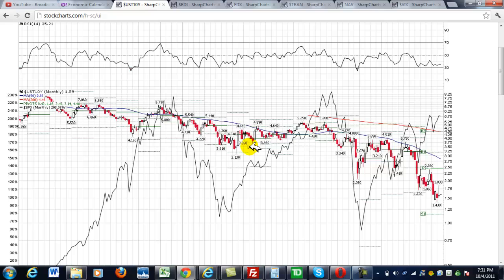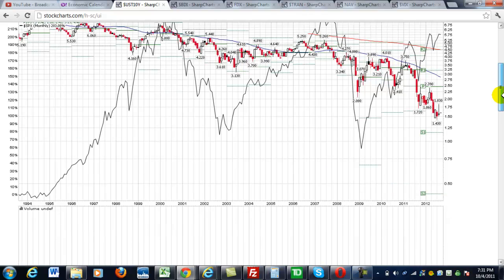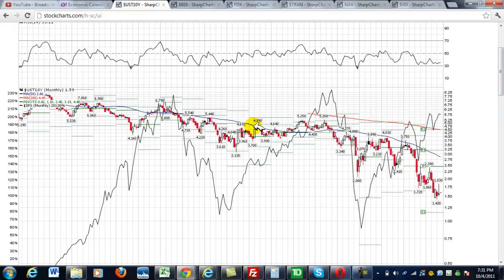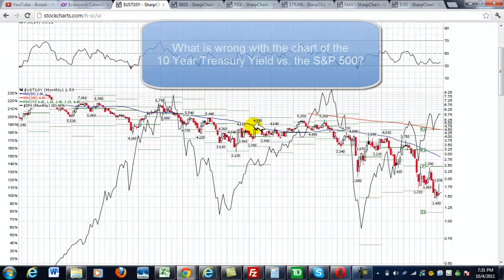Take a long look at this chart. This is a monthly chart going all the way back to 1994. What is wrong with this picture? Note the correlations. For the 5 people who guess this tonight, leave a comment on YouTube or send me an email through the contact page on my website, thecontrariantrader.com.